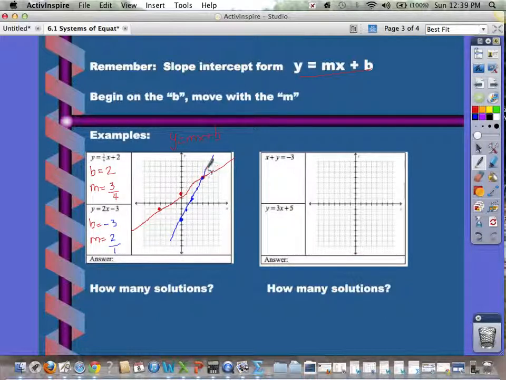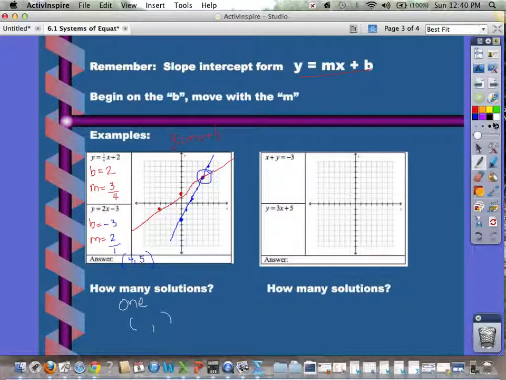All right, so it appears that I have one solution because it intersects, and that solution is going to be an ordered pair. Let's figure out what that ordered pair is. What's the location of that dot? Well, it goes 1, 2, 3, 4, and 1, 2, 3, 4, 5. So that appears to be 4, 5, which means x is 4, y is 5. So 4, 5.